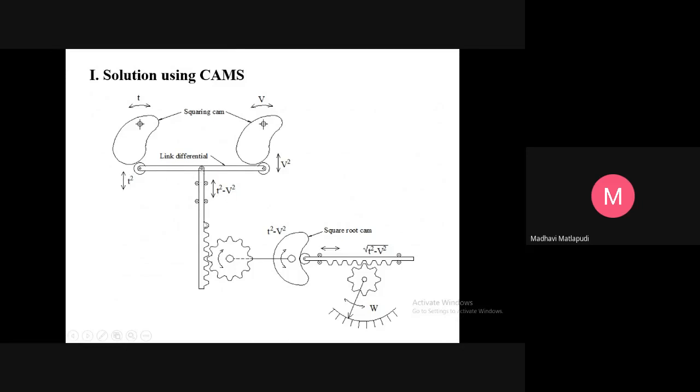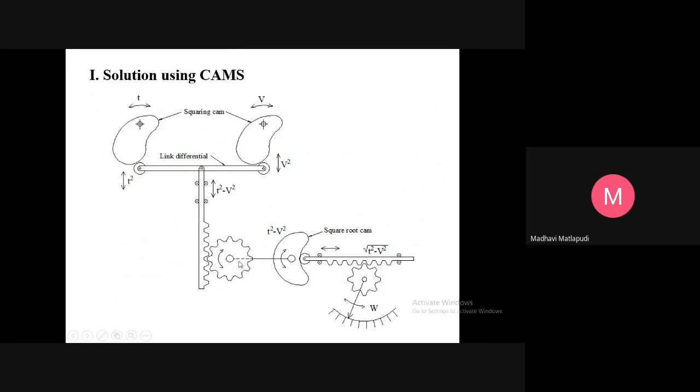So the middle link here, which happens to be a rack attached to a pinion gear, a rack and gear mechanism, moves with the differential value of T square and V square. So the motion of this rack is T square minus V square. That much value it reciprocates. Now when this meshes with this, the motion is transmitted to another direction. This is happening in a vertical direction.